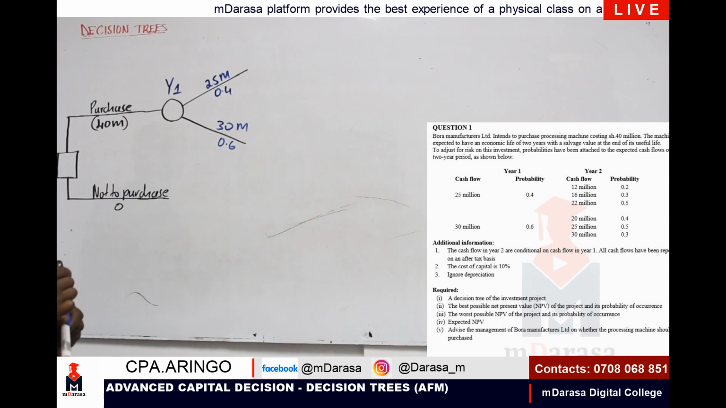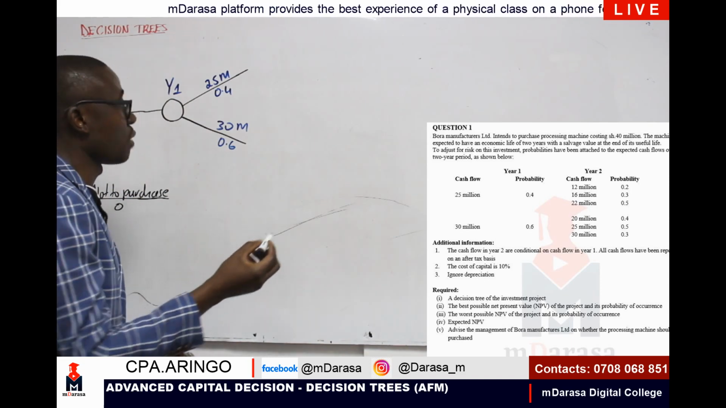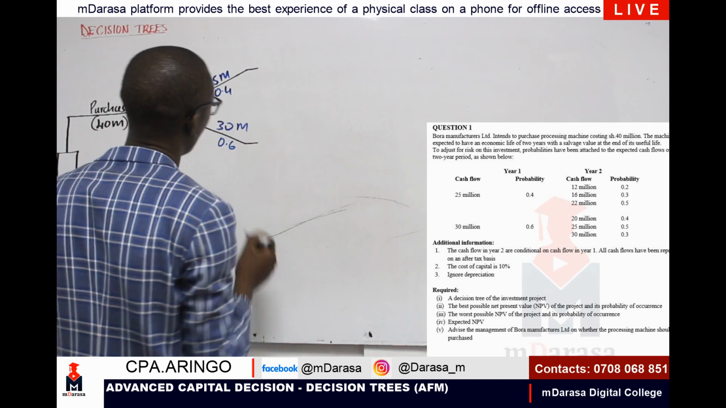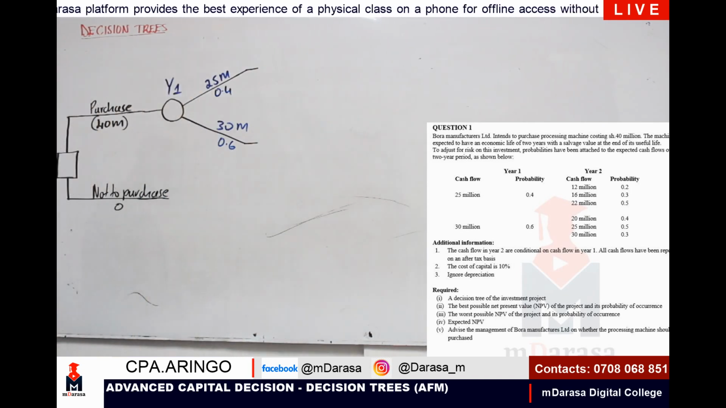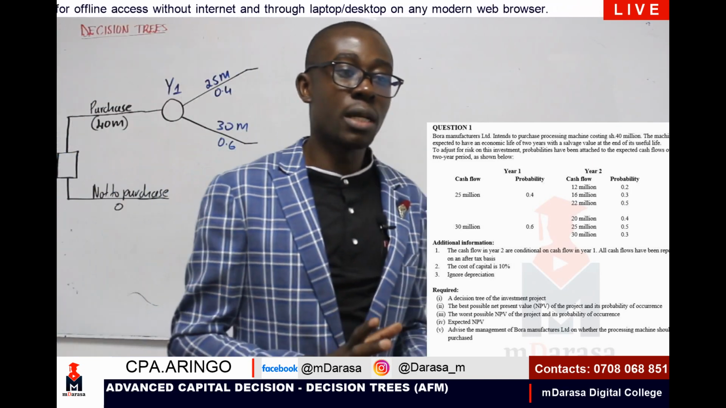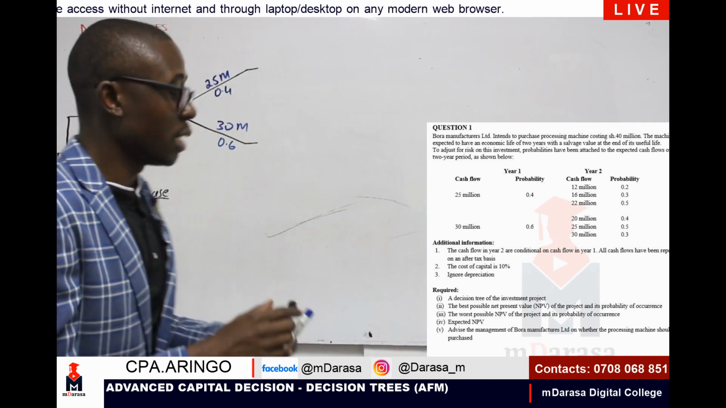That is what you are having up to that point, right? That is what you are having up to this point. And what were we told? In our additional information, my good students, check it out. We are told in note number 1 that the cash flow in year 2 are conditional on cash flows in year 1. So cash flows in year 2 will literally depend on what we've earned in year 1.